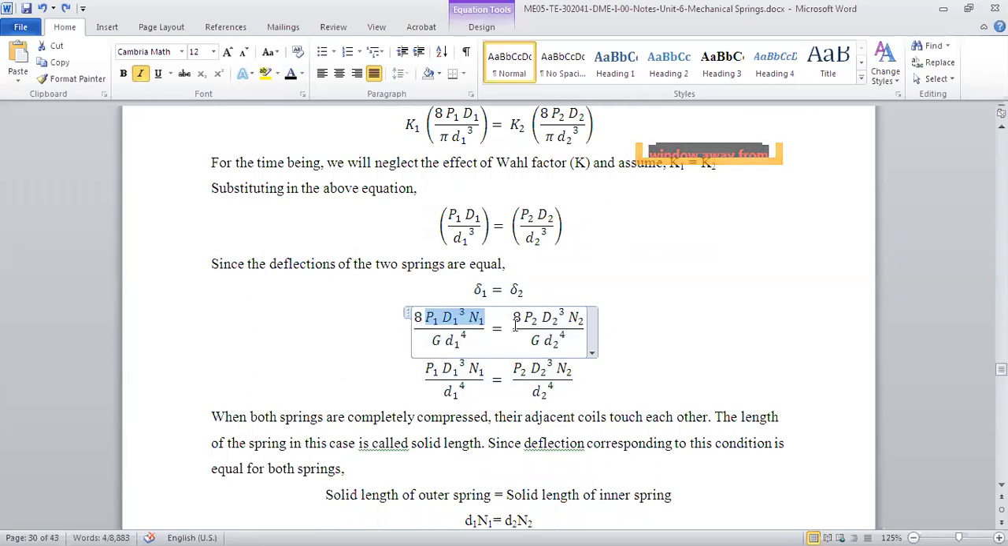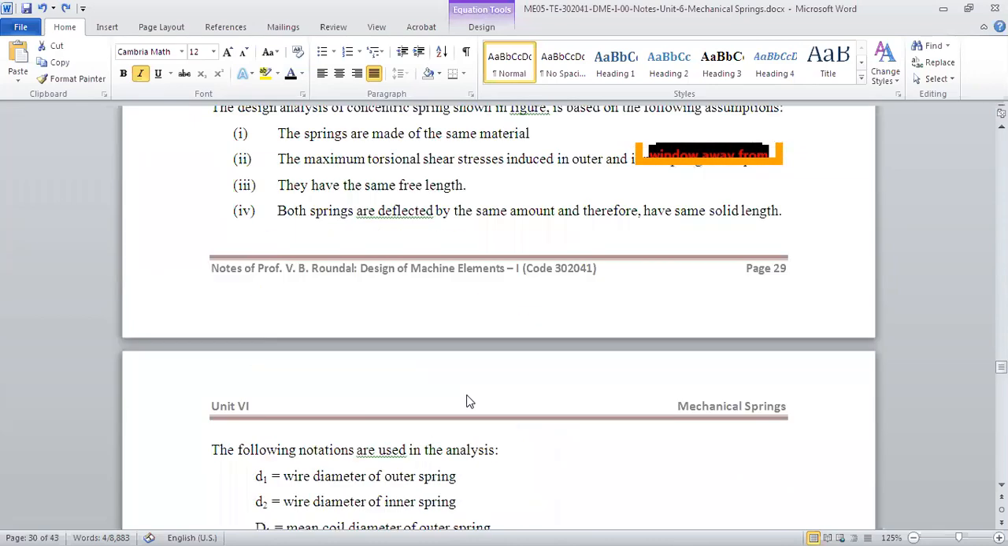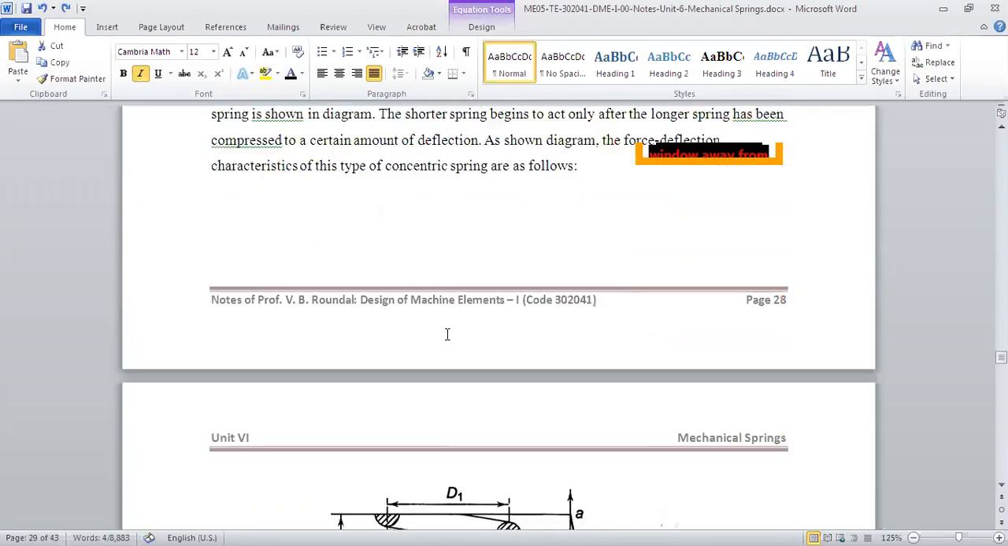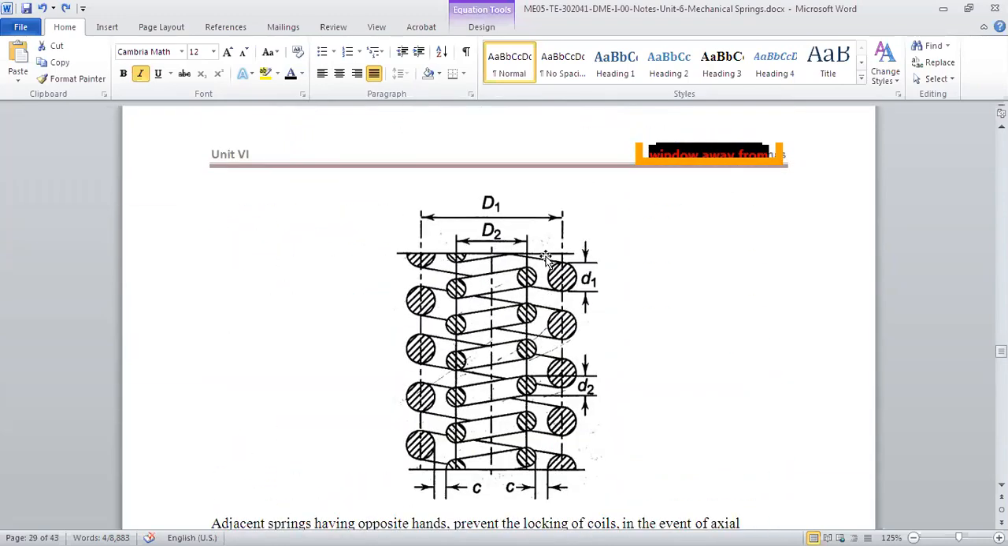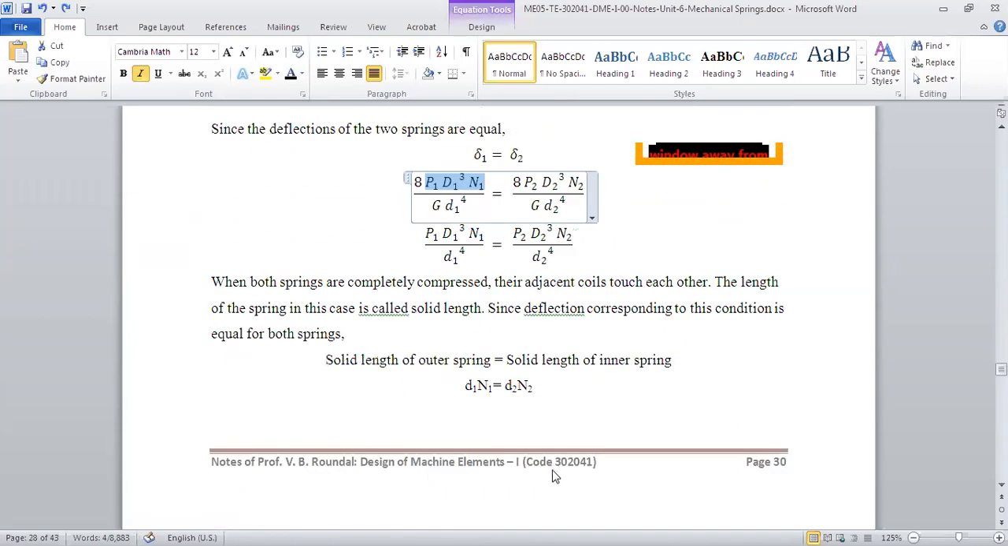Now here 8 will cancel out, and G is also the same. The materials of both springs are the same, so G will cancel out. So we'll get P1 D1 cube N1 upon d1 raised to 4 is equal to P2 D2 cube N2 upon d2 raised to 4. Now what we have seen is that the solid length of both springs is the same. That means N1 d1 is equal to N2 d2.